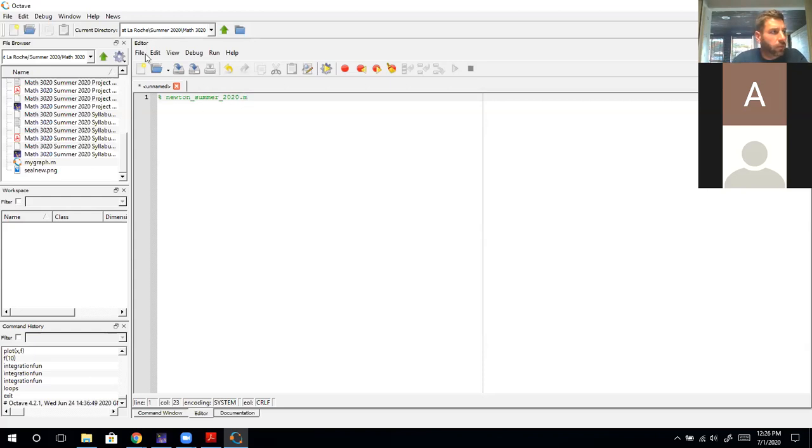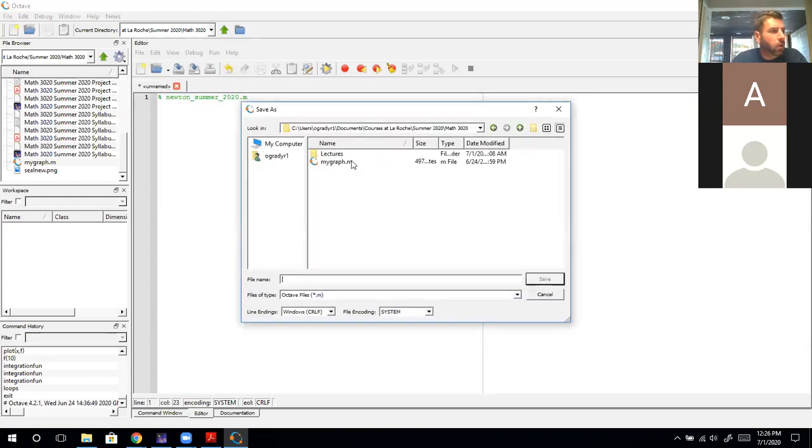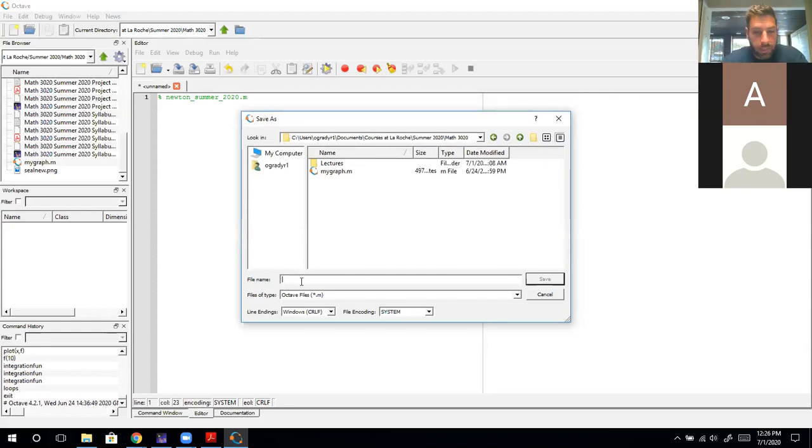And the first thing I'm going to do is go and save it. So I go to File, and then I'm going to Save As. And look where it's at. I'm making sure it's in this window that's over here. So I'm going to save it here. I could have copied and pasted, but I'll just type it in manually.